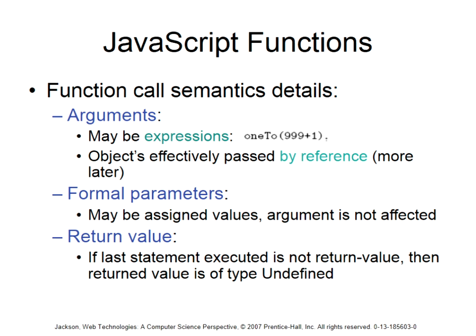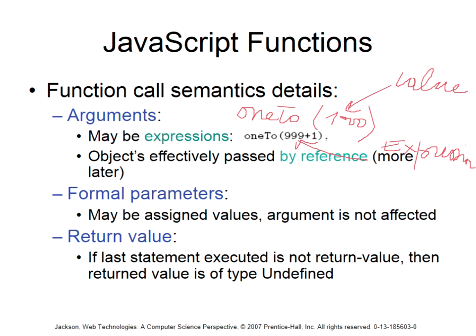Okay, so function call semantics details. Arguments may be expressions. So this is an expression. We can write 1 to 1000, this is a value, but we can also write an expression. Is it clear?